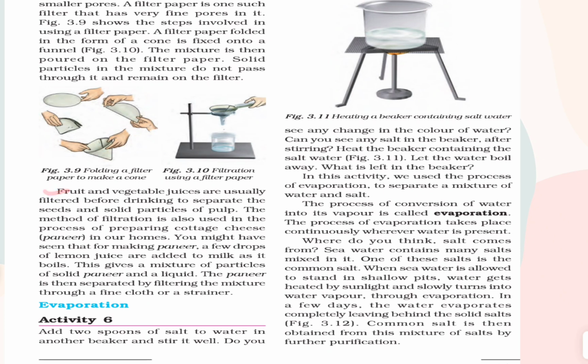Fruit and vegetable juices are usually filtered before drinking to separate the seeds and solid particles of pulp. The method of filtration is also used in preparing cottage cheese, paneer, in our homes. You might have seen that in making paneer, a few drops of lemon juice are added to milk as it's boiled. This gives a mixture of particles of solid paneer and liquid. The paneer is then separated by filtering the mixture through a fine cloth or strainer.